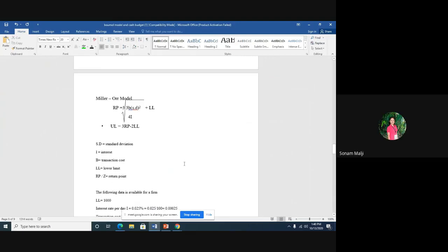I hope it was clear. In the next class, we will do a few more sums on Miller-Orr model. There are 3-4 sums, and by next class, I assume all of you will get the scientific calculators. Then I'm going to start with the cash budget problems. Baumol model sums I'll give you for practice. If any sum you're not able to solve, let me know in the next class when we are online, and I'll solve it for you, and then we'll go to Miller-Orr again. So next class we'll continue with Miller-Orr.